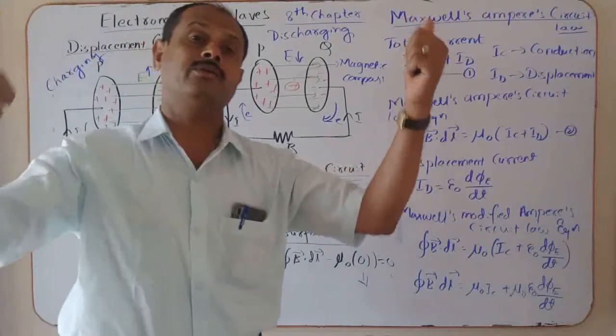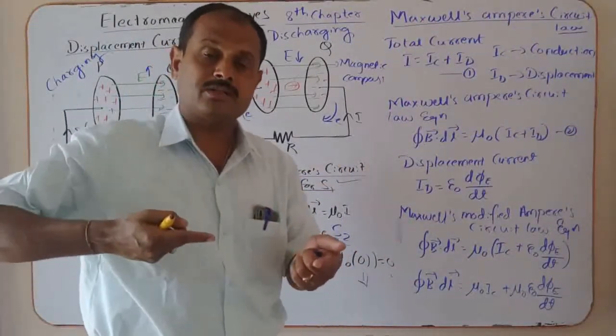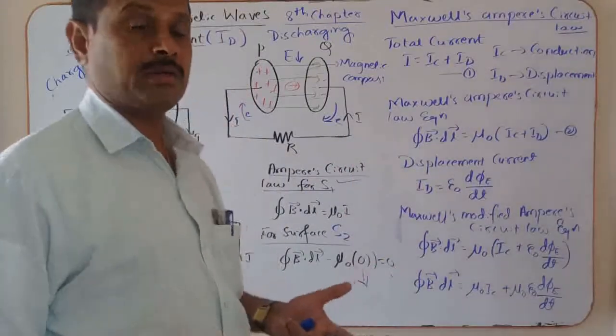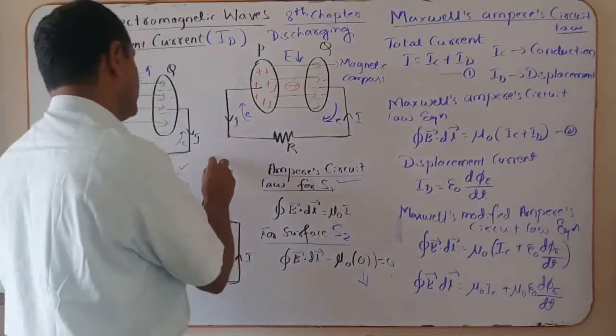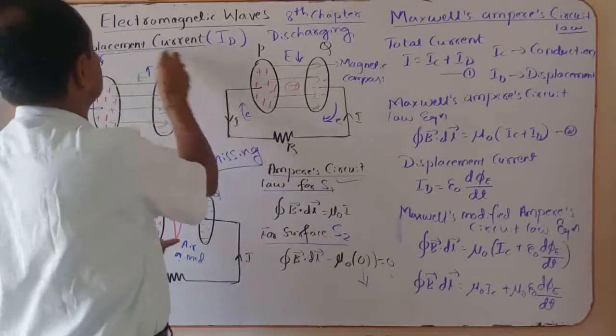Therefore, that magnetic field will deflect. Therefore, another current exists between the two plates of the capacitor during charging and discharging of the capacitor. That is a missing current. That missing current is called displacement current.